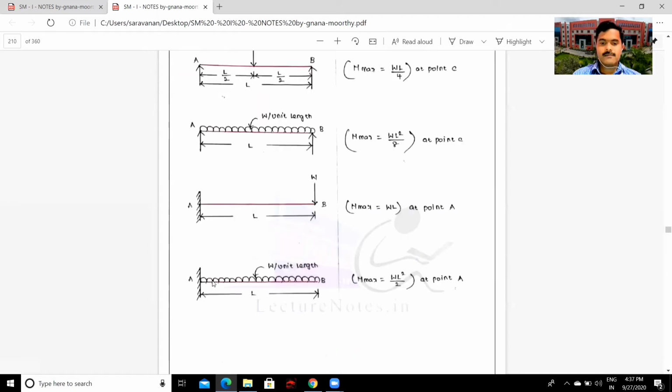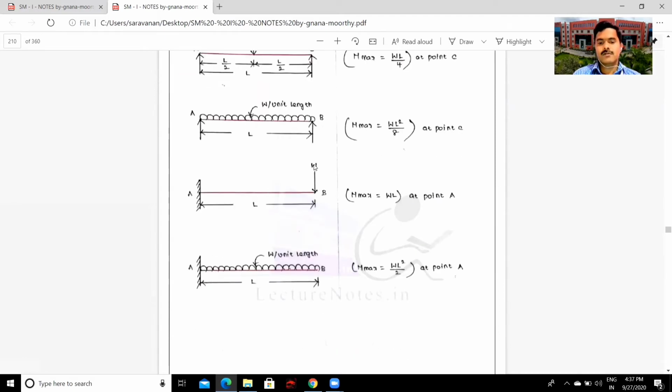Then the cantilever beam with a load subjected at the free end, length L. So W into distance L, WL moment at point A; the moment is maximum there. So M maximum is equal to WL. At the free end the bending moment will be 0 because bending moment is load into distance, and here the distance is 0, so load into 0 is 0. The maximum length is L, so up to here, load into distance at point A, M maximum should be W into L bending moment.